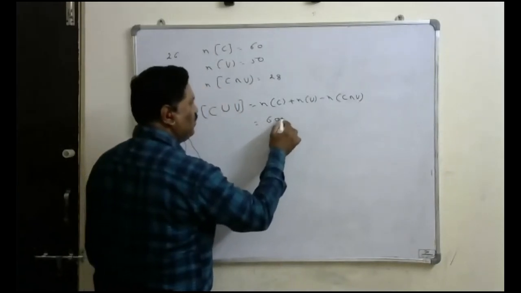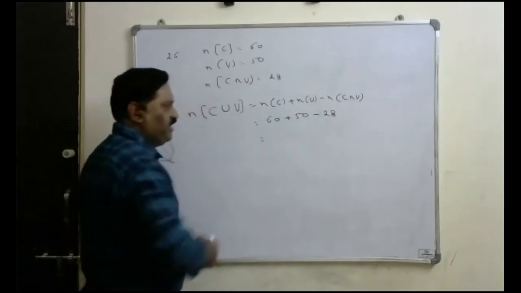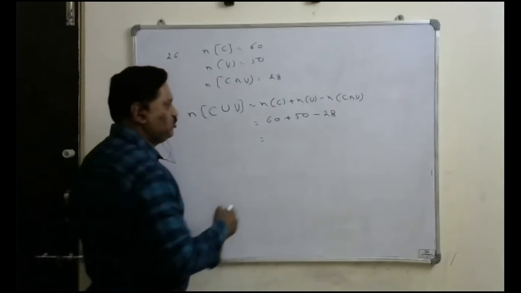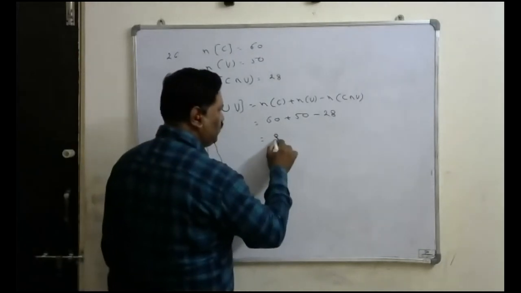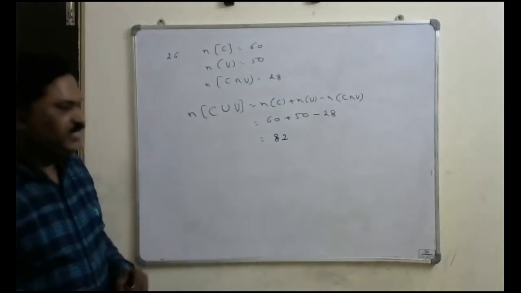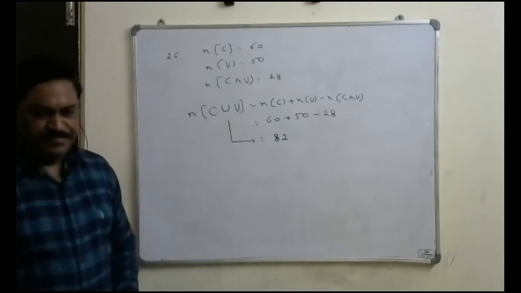It is 60 plus 50 minus 28. 60 plus 50 is 110, minus 28. 110 minus 28 is how much? 82, no? So 82 players play at least one of the games. That is the answer.